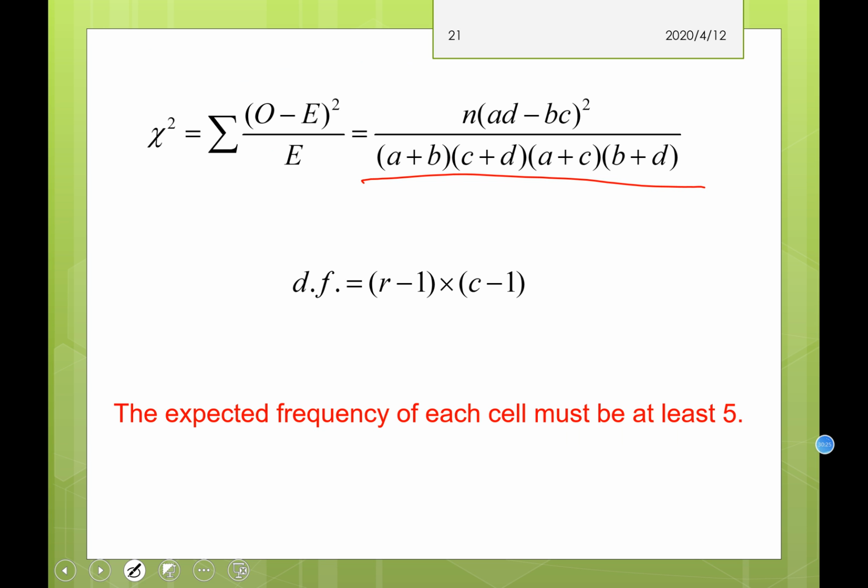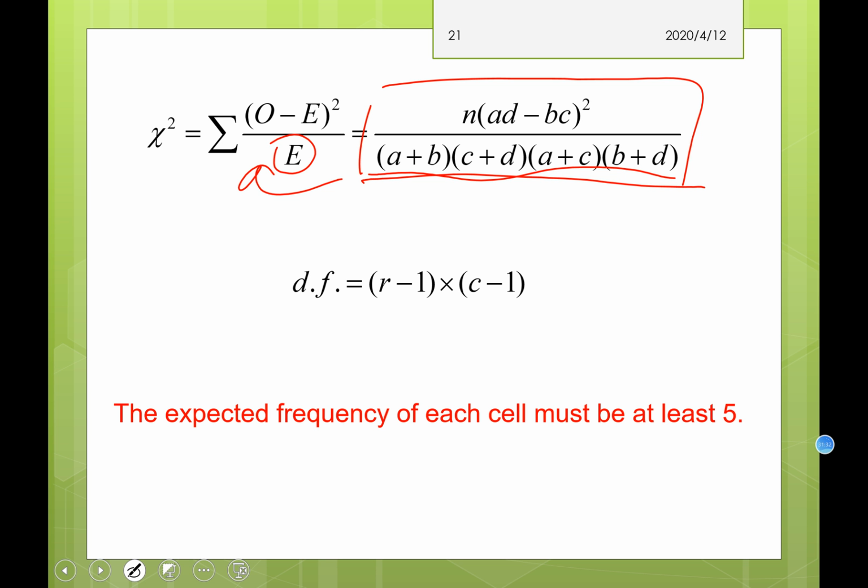Some of you will think that, oh, this formula is so confusing. It's more complex than the general formula, right? But please believe that this formula, though it seems confusing, is easier in our calculation than the general formula. Why? Do you notice that in the general formula, we need to calculate the expected frequency for each cell? But in this new formula, we don't need to do that anymore, right? Because A, B, C, and D are all observed frequencies in the table. So all of the numbers are shown in the table.